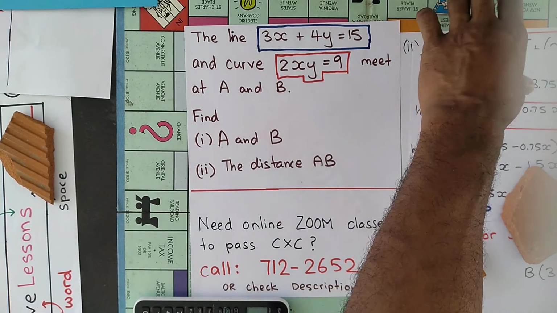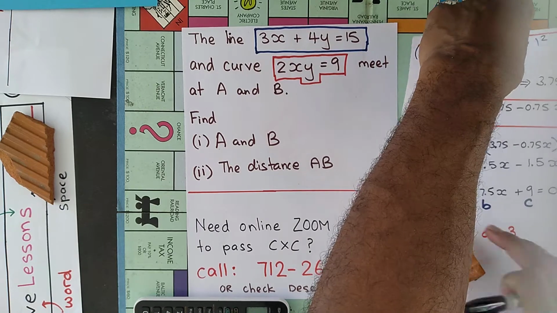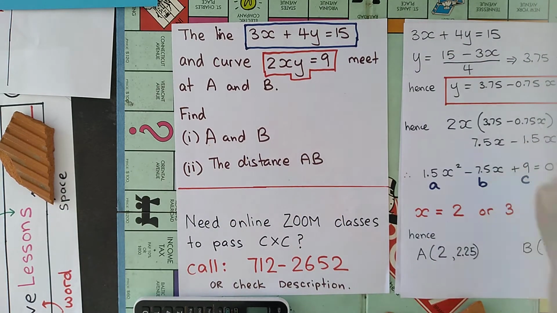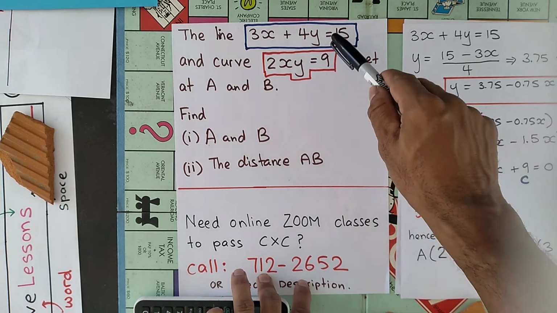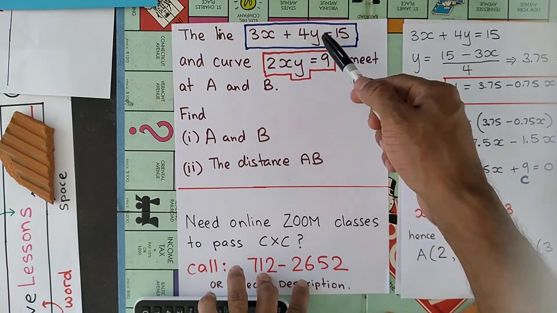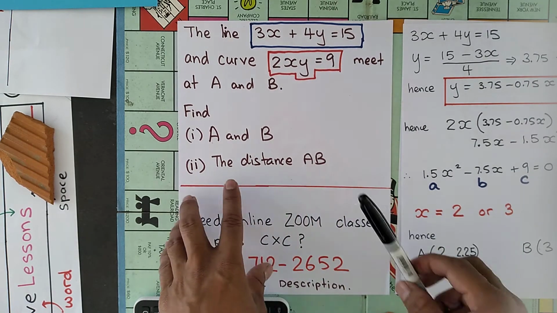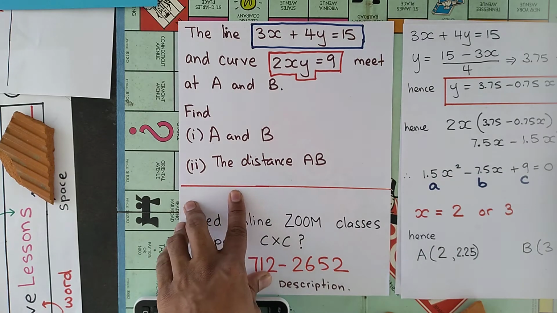So this is really a simultaneous equation in disguise, okay? Anytime you're trying to figure out where two graphs meet, or two equations, a line and a curve, you're really trying to solve it simultaneously. So here's what we're going to do. I'm going to use the substitution method.